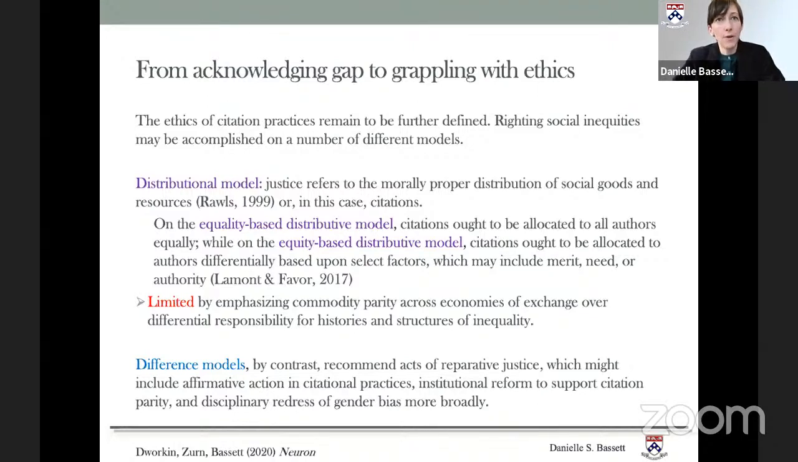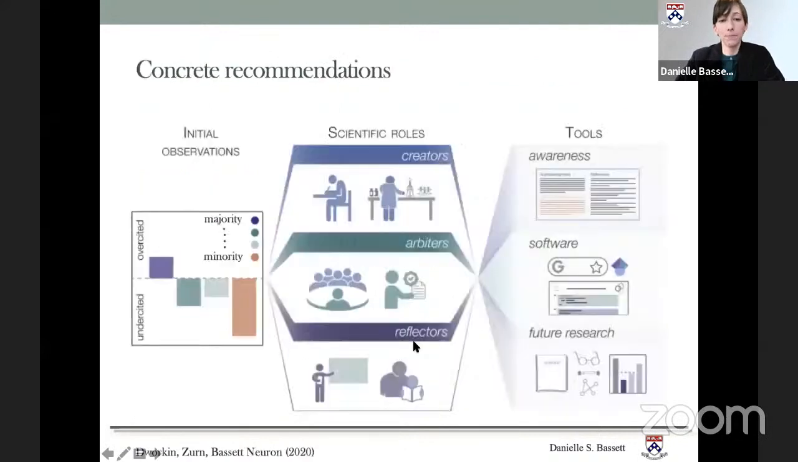So I guess I would align myself a little bit more to the difference models, which I've highlighted here in blue, which by contrast recommend acts of reparative justice, which might include affirmative action in citational practices, institutional reform to support citation parity, and disciplinary redress of gender and racial or ethnic bias more broadly.